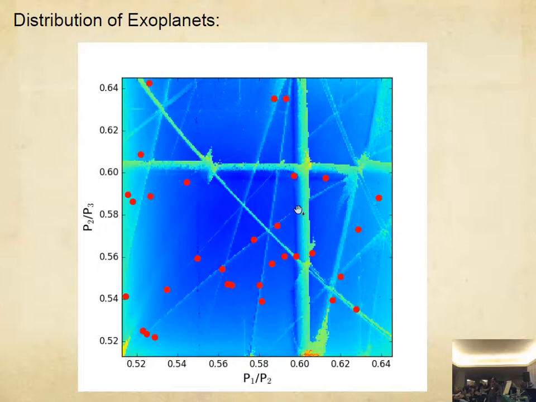Are these raw data or mean elements? Raw data. I cannot calculate mean elements. I don't have the masses.